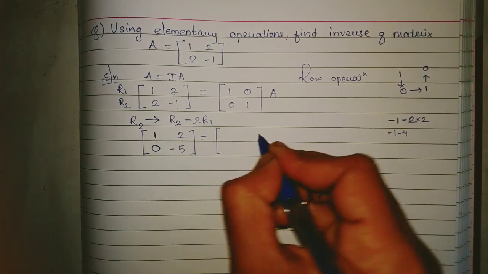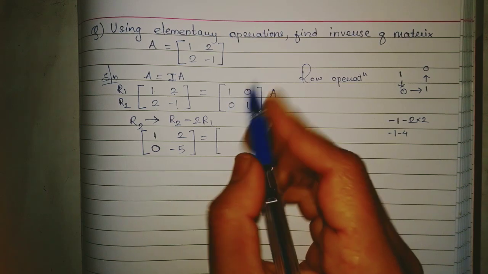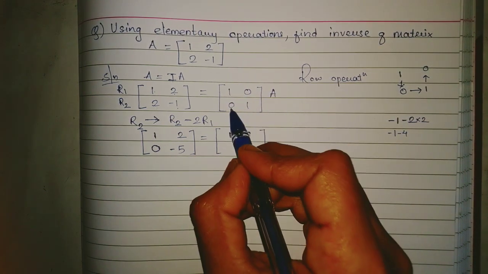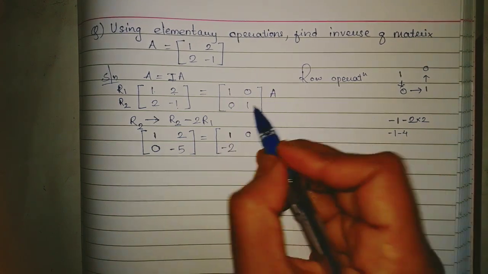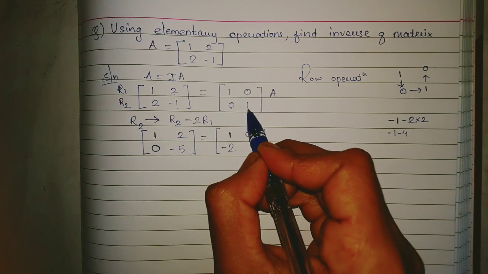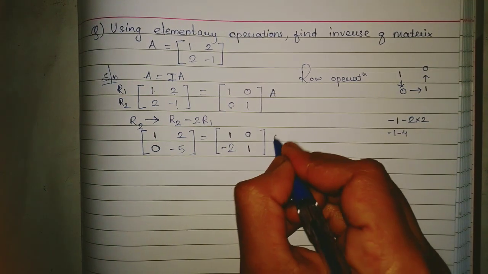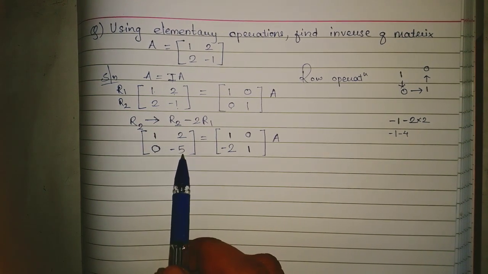Now the same operations you have to carry out here also. So our row 1 remains the same. Row 2 you have to change. So R2 minus 2 R1. So this will be minus 2. R1 remains the same. Now we have made this 0. Now you have to make this 1.